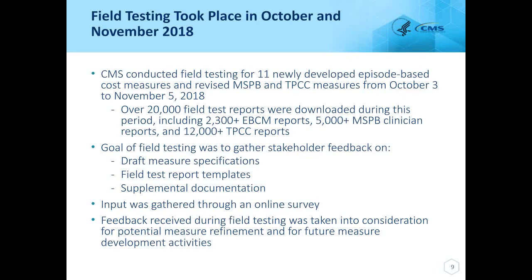Field testing for these 13 measures was conducted in October 2018. We provided field test reports to clinicians nationwide, as well as draft measure specifications and supplemental documentation, with the intent of soliciting feedback from the community. Through the course of the month of field testing, we had more than 20,000 field test reports downloaded by the community, and we received extensive feedback for the measures, which we then took into consideration at the measure level. Next slide, please.